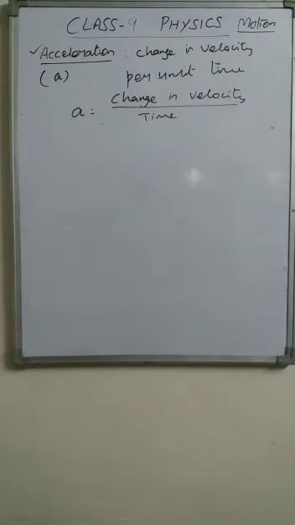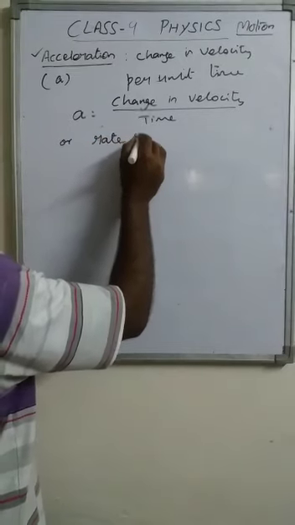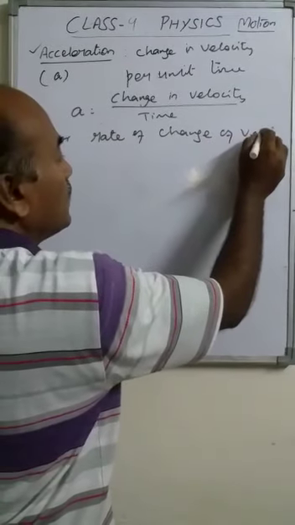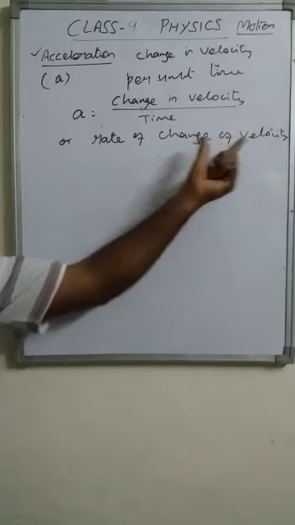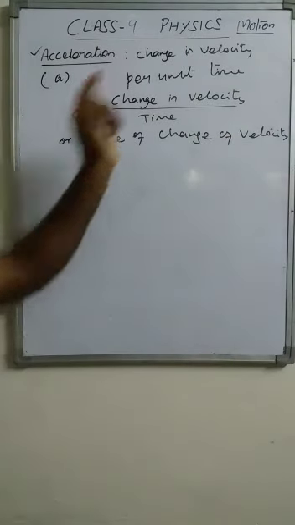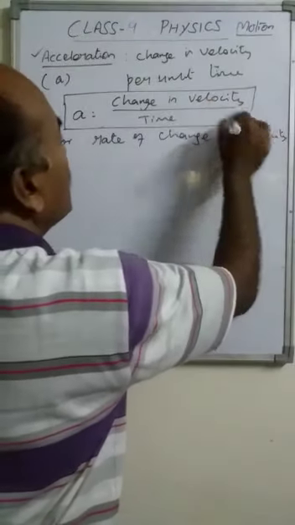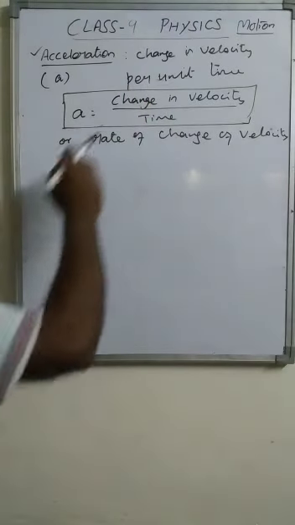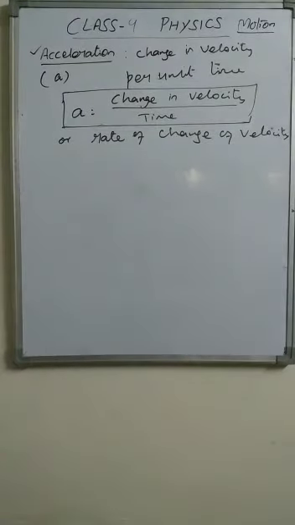That is the acceleration. Otherwise we can define it like this also: it is the rate of change of velocity. Rate of change of velocity means velocity changes with respect to time. That is the formula. Change in velocity: the velocity changes from one value into another.